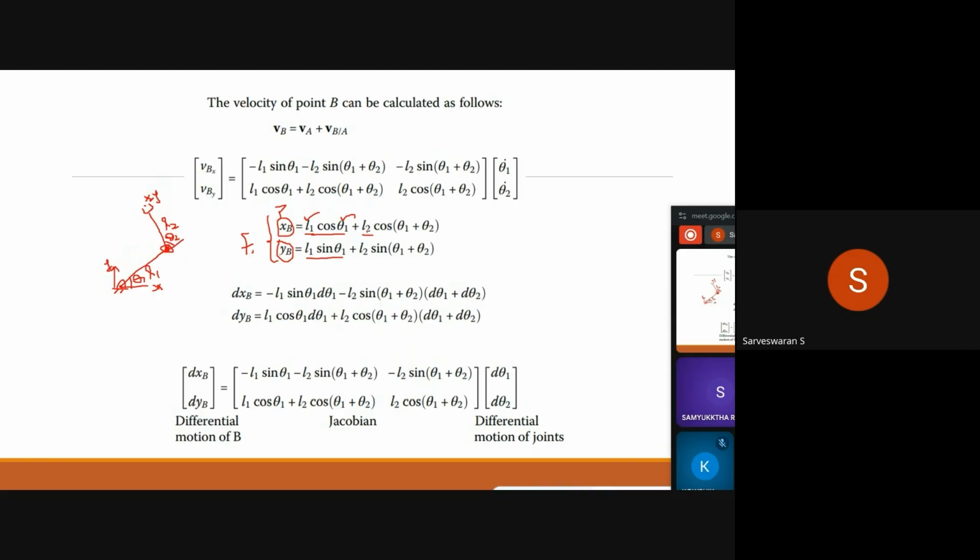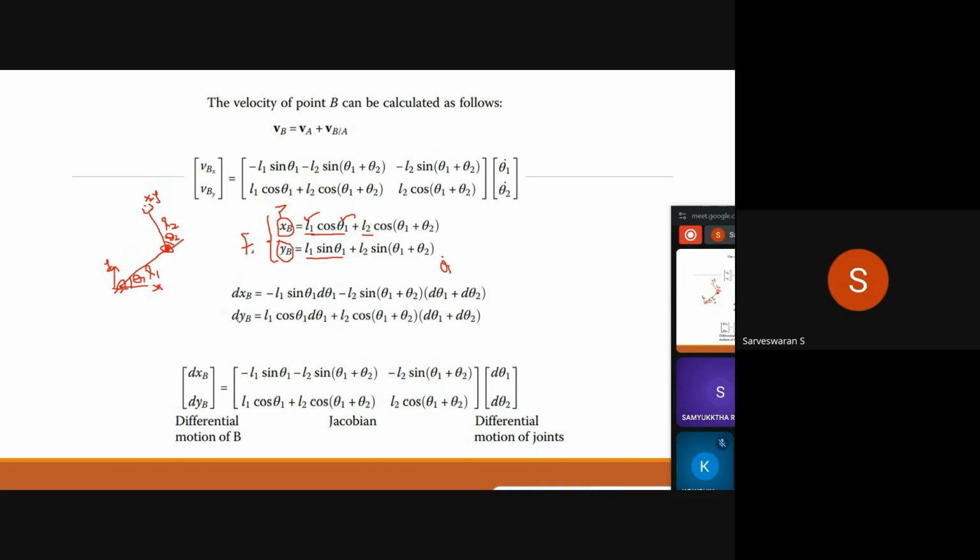And when you differentiate L2 cos(theta 1 plus theta 2), this is the differential term. So minus L2 sin(theta 1 plus theta 2) multiplied by (d theta 1 plus d theta 2), or theta 1 dot. So it can also be given as theta 1 dot. This dot term is also the differential term which you can find in most of the textbooks. So d theta 1 or theta 1 dot plus d theta 2 or theta 2 dot.